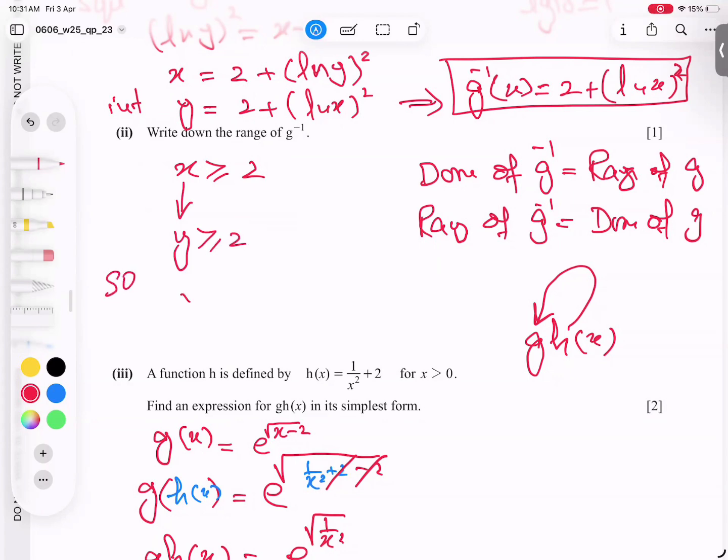Or you can write g inverse of x is more than or equal to 2. This I prefer more, and both are correct answers. I hope the concept is clear. And now I'm going for the next question.